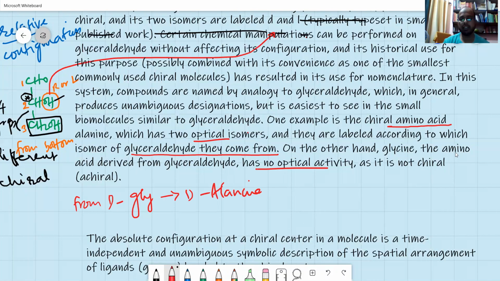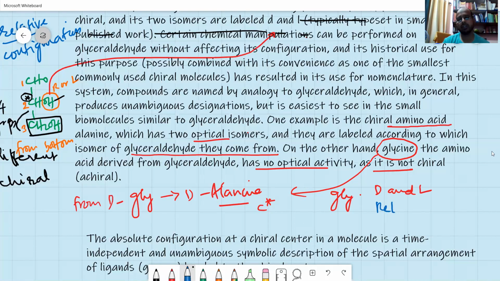On the other hand, glycine, the amino acid derived from glyceraldehyde, has no optical activity and is not mirroring. Glycine is also derived from glyceraldehyde. Okay, it is not optically active, but this one is optically active because it is having chirality. So, in the first part, you have summed up what is D and L. In D and L, we call it the relative configuration because you relate it to the glyceraldehyde molecule.